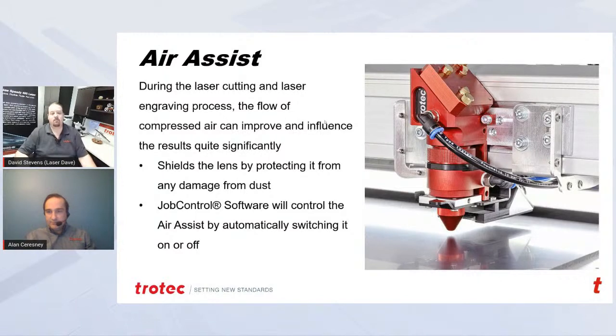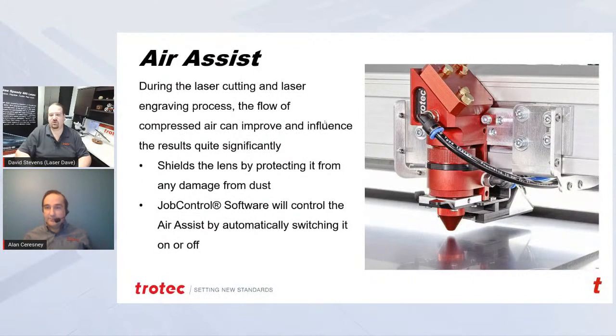Air assist is another must when it comes to making a lot of signs. Unless you're just doing basic engraving, if you're planning on doing a lot of different cuts, then you want to, of course, have air assist. Air assist is designed to shield the lens by protecting it from any damage and dust. The job control software will control the air assist automatically by turning it on and off based on your design, your color. You can control how much airflow you use, and this is an ideal solution especially when you're cutting materials out.